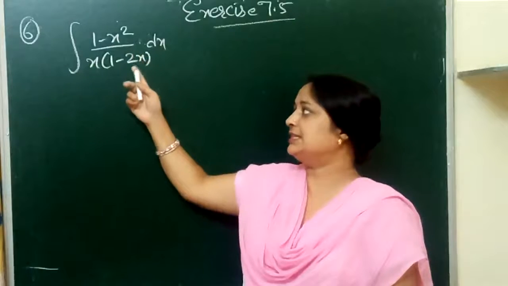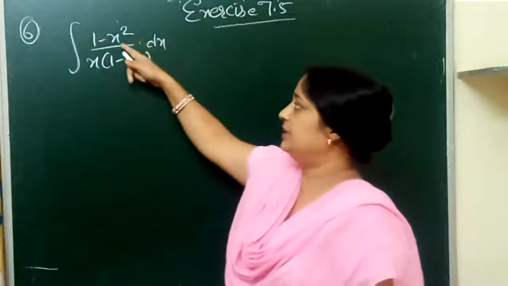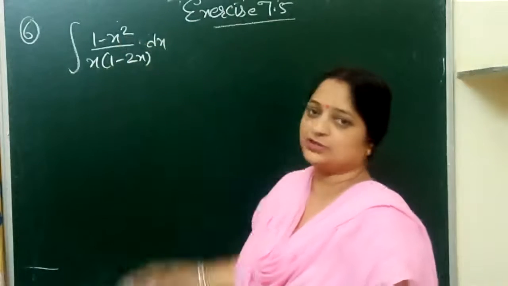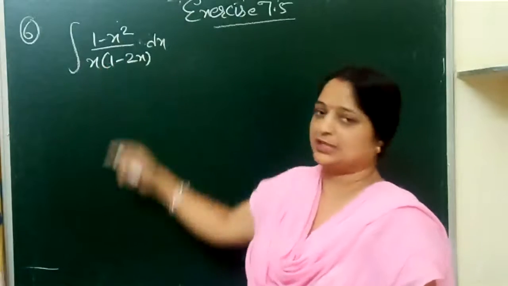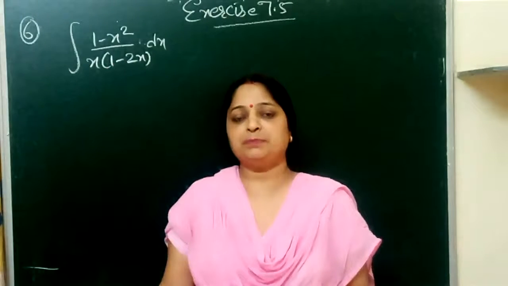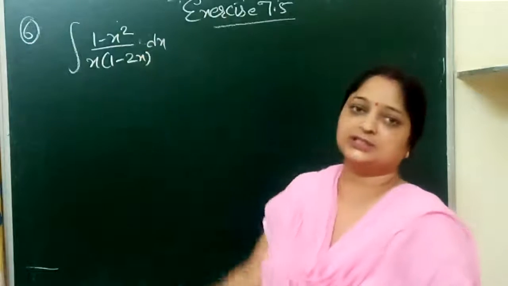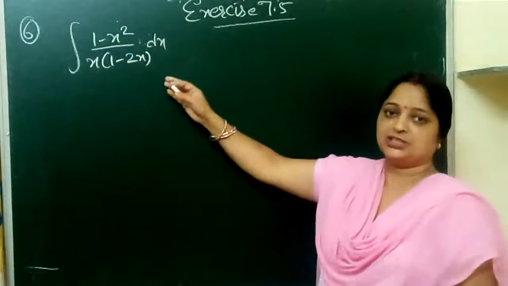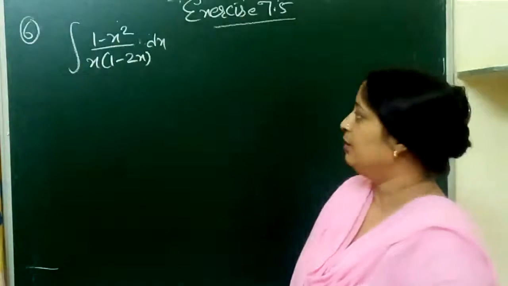So you can see that it is an improper fraction because the power of the numerator is square and in the denominator the power is also square. When we multiply it, it will come x minus 2x square. So the power is the same, so it is known as an improper fraction. If the given fraction is an improper fraction, we will make it into proper form. So how can you make it into proper form?